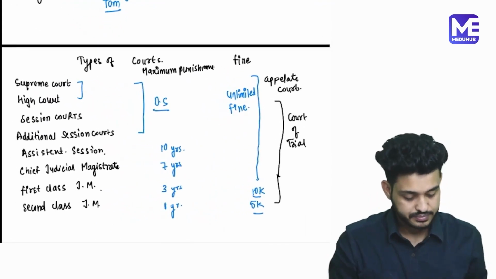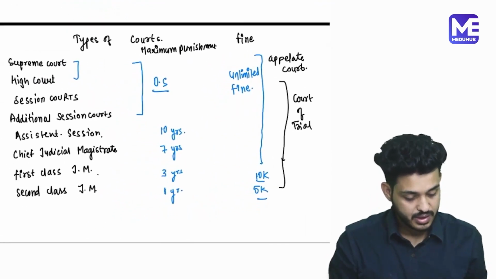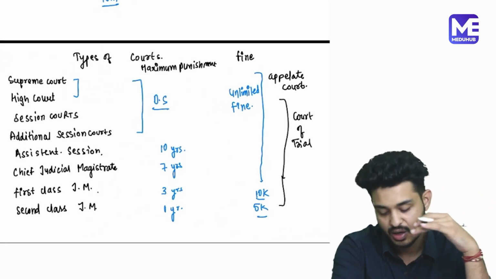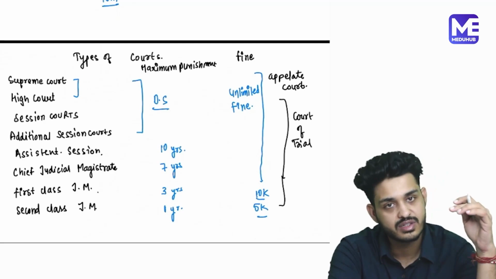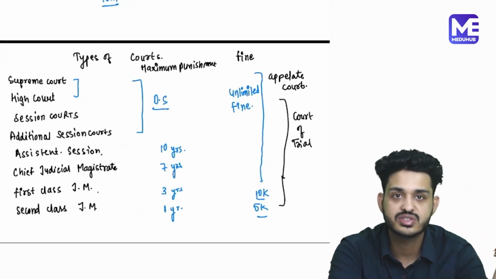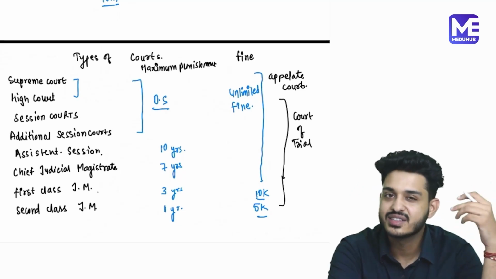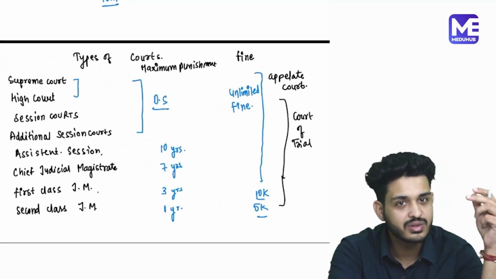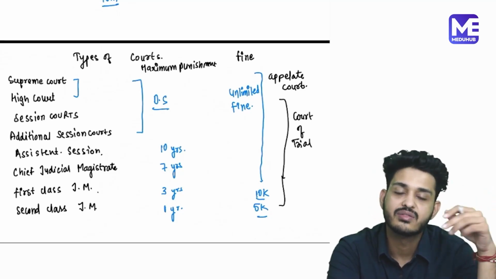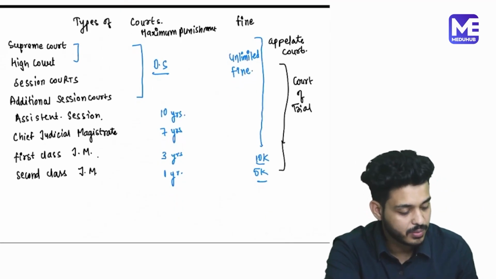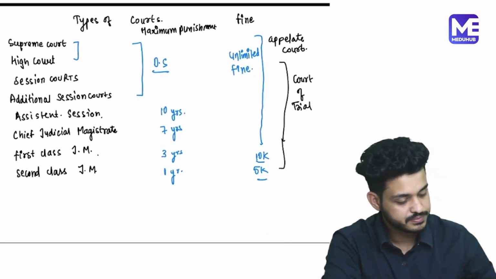Okay, clear? So these are the types of courts that we have in India. Ground level, second class JM, then first class JM, then CJM, that is your chief judicial magistrate, followed by assistant session court, followed by additional session court, followed by session court, followed by High Court, and followed by your Supreme Court. Supreme Court is the topmost body.